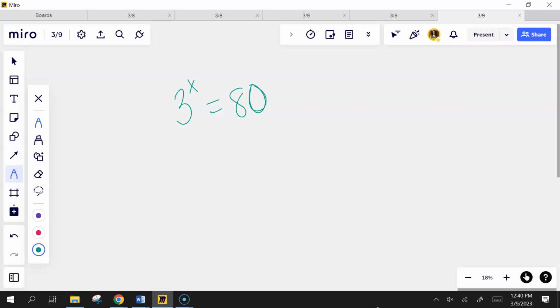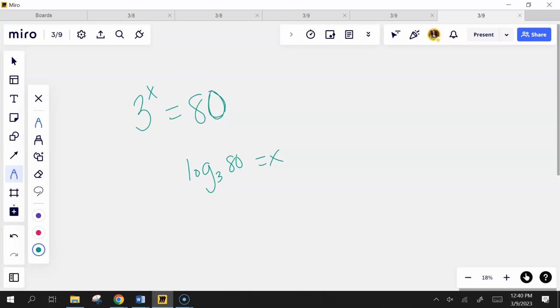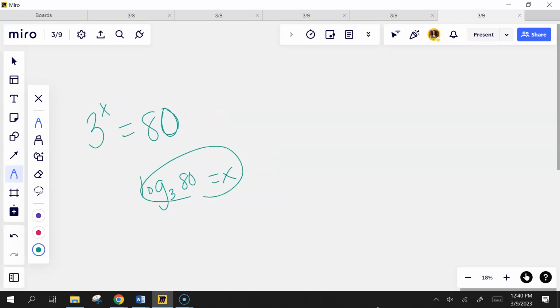So how am I going to use a log? What's going to happen? Log base 3 of 80 equals x. Because remember, if your exponent is unknown and you want to know it, then change it to a log because logs are exponents. Okay, so once we have it in, that's the answer. Whatever you get on your calculator. So you have to do log 80 divided by log 3.